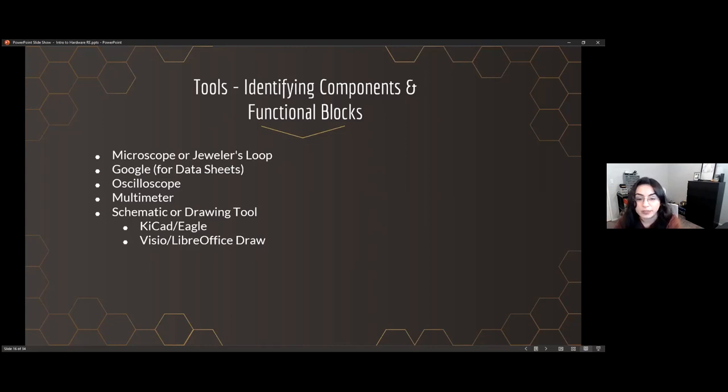Google, because you're going to need to hunt for some datasheets. An oscilloscope, and that's for measuring varying voltages. I don't know a better way of explaining it, but something that's not just a constant. If you're looking at square waves or sinusoidal waves, an oscilloscope is going to be very helpful. Multimeter.